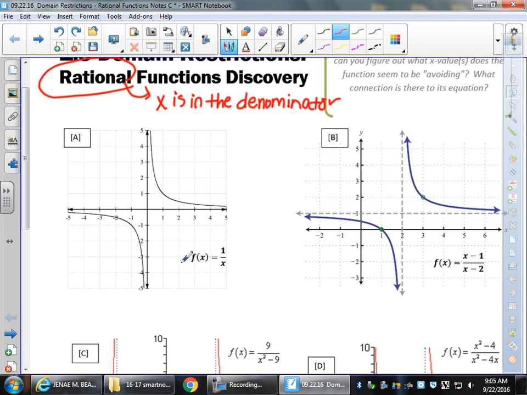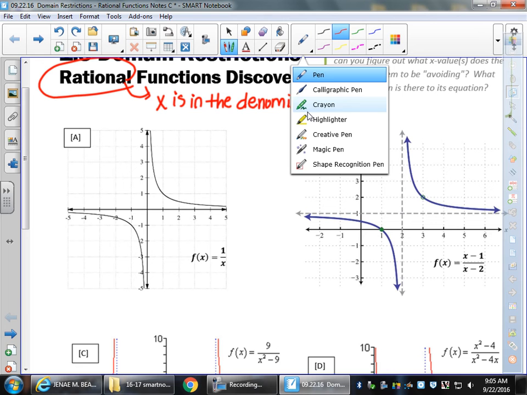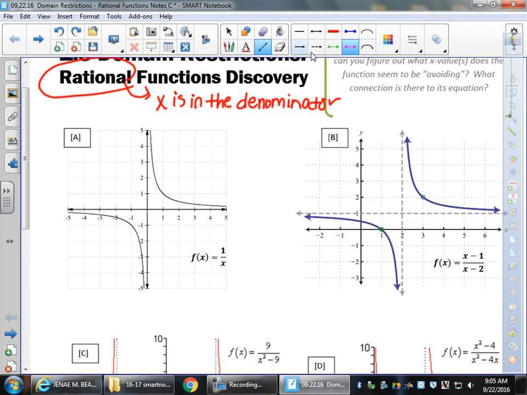Now, each of these functions right here, this is their graph. So we're going to take our highlighter and first identify what this graph is avoiding. We're not going to look horizontally. We're just going to look vertically. It means up and down. So if I asked you here, what vertical line is this graph avoiding? What would you say? The y-axis. So let's highlight the y-axis. Carefully highlight just that y-axis.